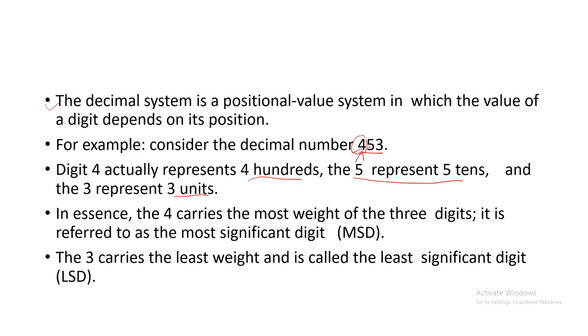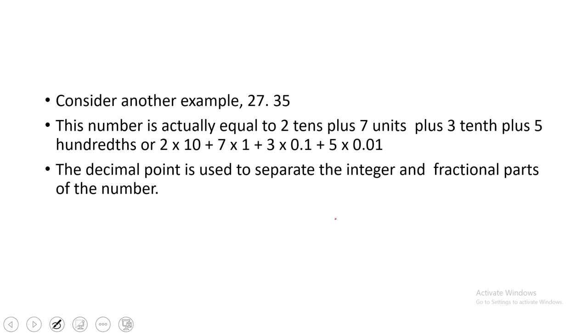So we have 400, 5 tens and 3 units. In essence, 4 carries the most weight as it is 400 of the 3 digits. It is termed the most significant digit, because it carries the larger value. In the same way, the digit on the other end, which is 3 in the given case, is called the least significant digit, LSD, because it carries the least value or least weight.